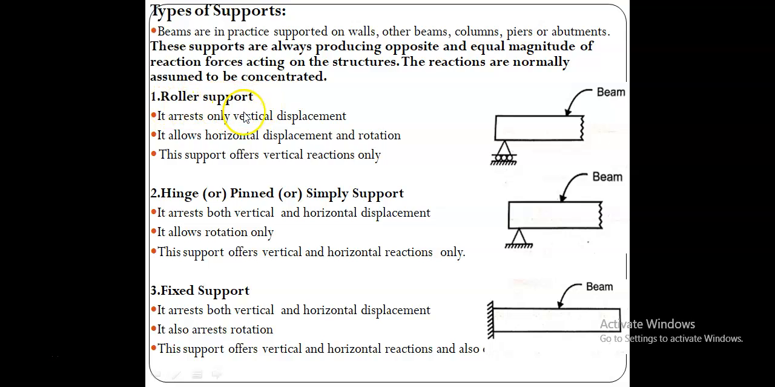Let us see some types of supports. The first one is the roller support. Let us see some of the properties of this roller support. The roller support arrests only the vertical displacement. It allows horizontal displacement and rotation. This support offers vertical reaction only.